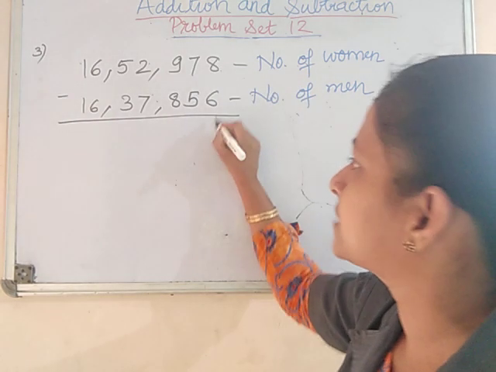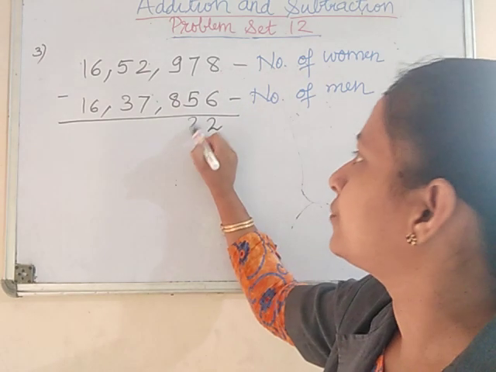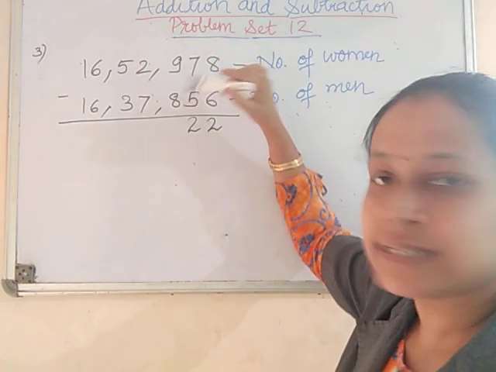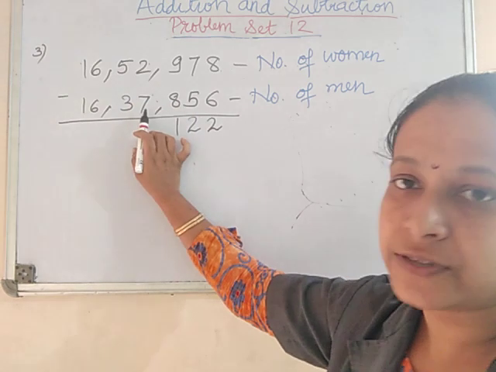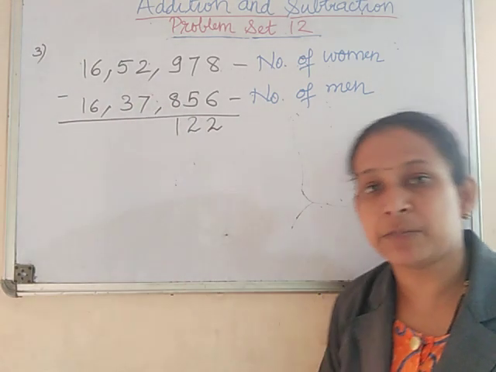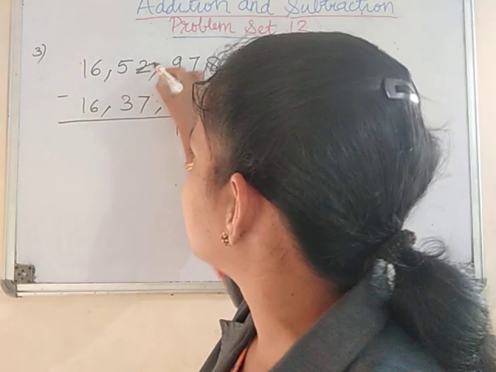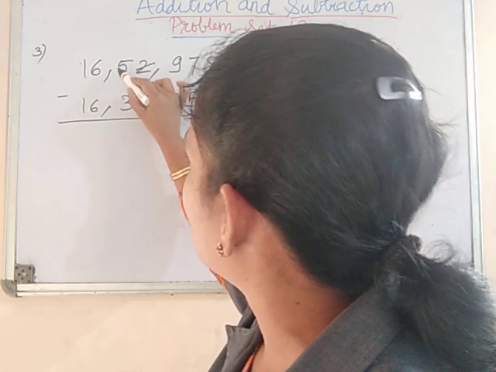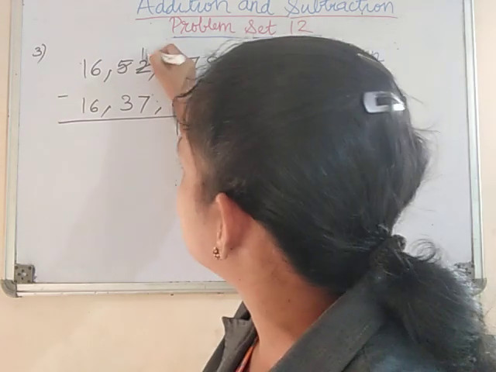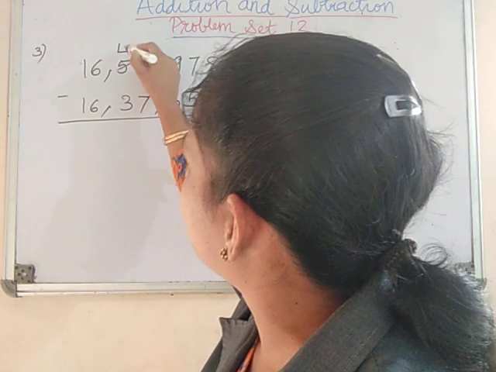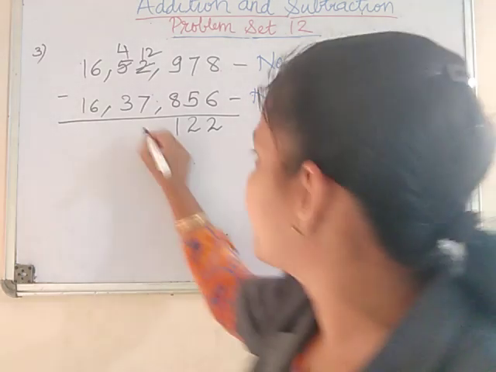So 8 minus 6 becomes 2, 7 minus 5 is again 2, then 9 minus 8 is 1. Now here this is 2 and this is 7. So 2 is less as compared to 7. That means we need to borrow 1 from this side. Therefore cancel first 2, and once we borrow from here, this also gets cancelled. So this will become 12 here and this will become 4 here. So now 12 minus 7 is easy, that is 5.